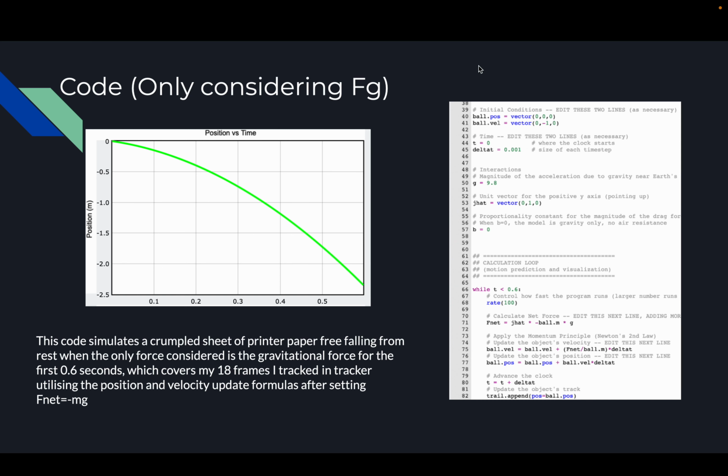As you can see in the code here, to the right we initially have our initial conditions, we have our change in time, then we have g approximated to be 9.8, we have the j hat, which is the direction for our positive y-axis, we have b set to 0 as we're not considering drag, and then we have our computational while loop, which sets the net force to be the positive y direction times negative mg. And then we update the position and velocity using the velocity and position update formulas.